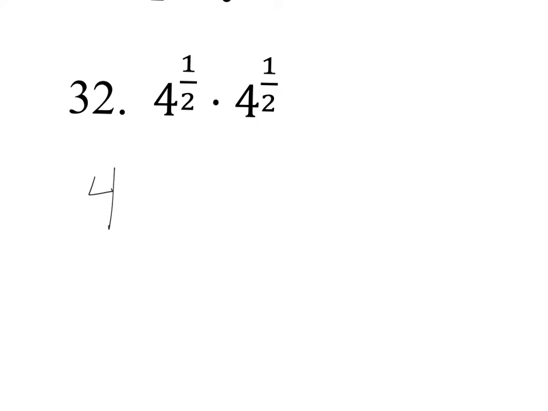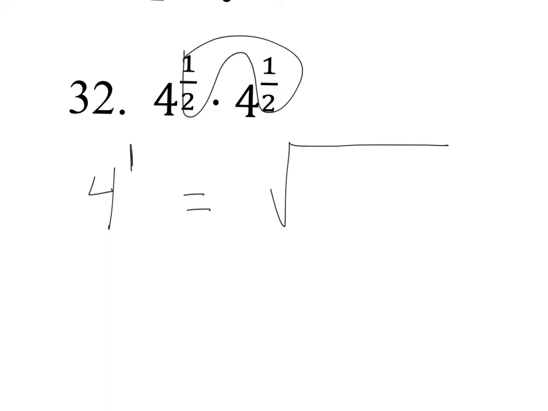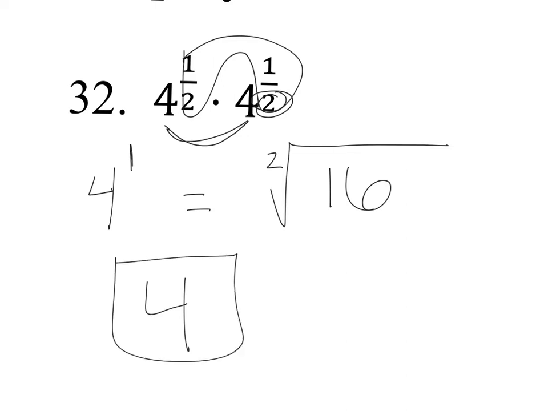So I could do 4, and then my property is add the 2 exponents to the first. Or you could rewrite this as the square root, because my denominator here is 2, so that would be the square root. And then you can multiply your 2 bases, the square root of 16, which is also 4. So for question number 32, your answer is 4.